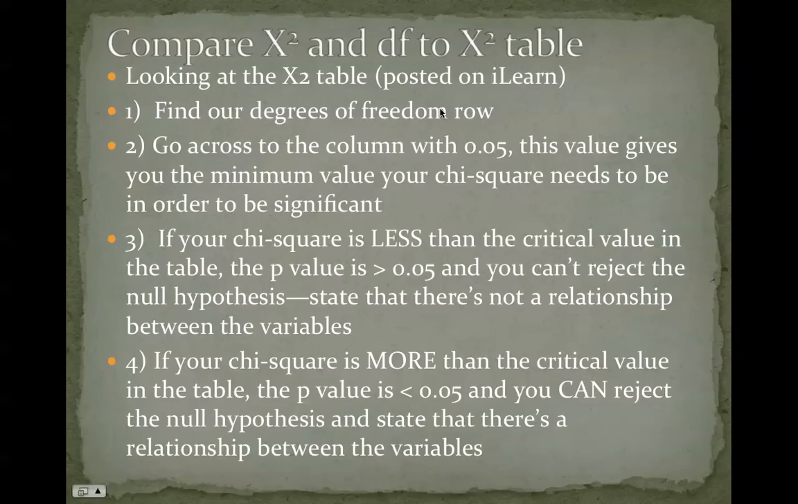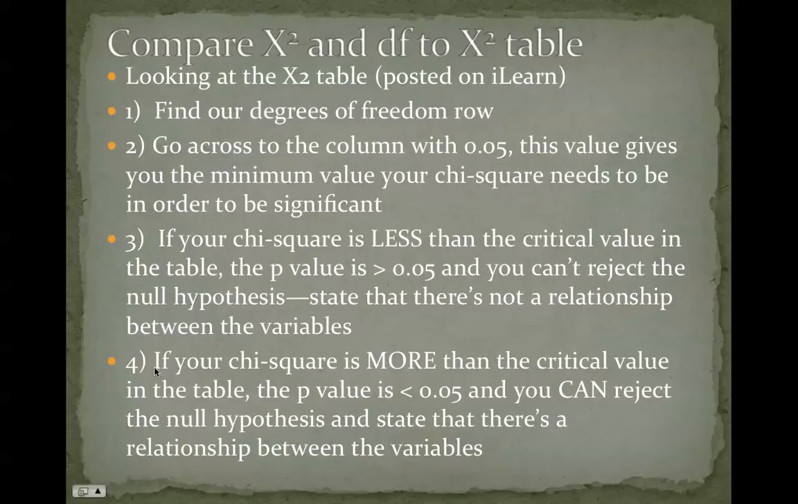So now we look at the chi-square and degrees of freedom on the chi-square table. Okay? So you want to find the degrees of freedom row, go across the column with 0.05. This value gives you the minimum value your chi-square needs to beat in order to be significant. If your chi-square is less than the critical value in the table, then the p-value is greater than 0.05 and you cannot reject the null hypothesis. You have to state that there is no relationship between the two variables.